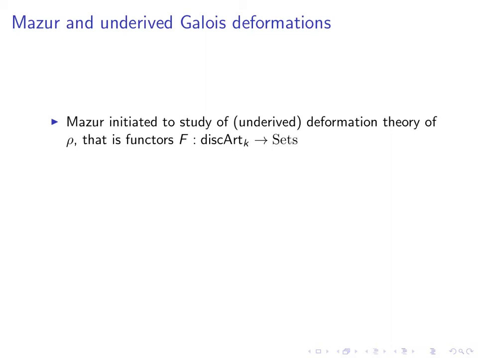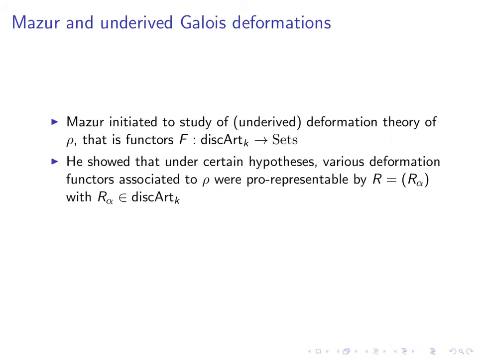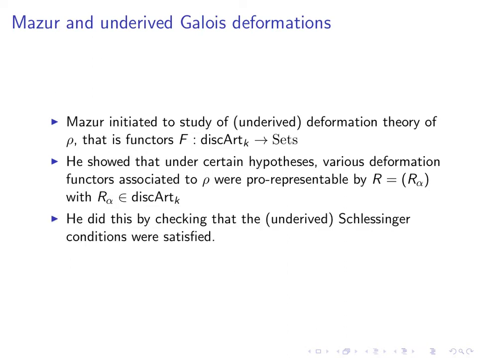So Mazur initiated the study of the underived deformation theory of rho, that is, functors from discrete Artin K-algebras, so ordinary Artin K-algebras, to sets. And he showed that under certain hypotheses, various deformation functors associated to rho were pro-representable by discrete Artin local rings. And he did this by checking that the Schlesinger conditions were satisfied.